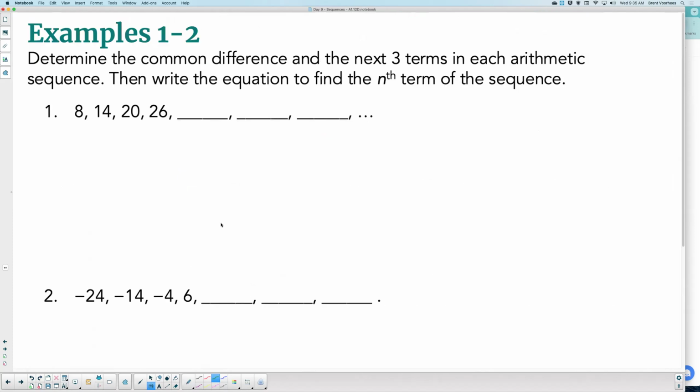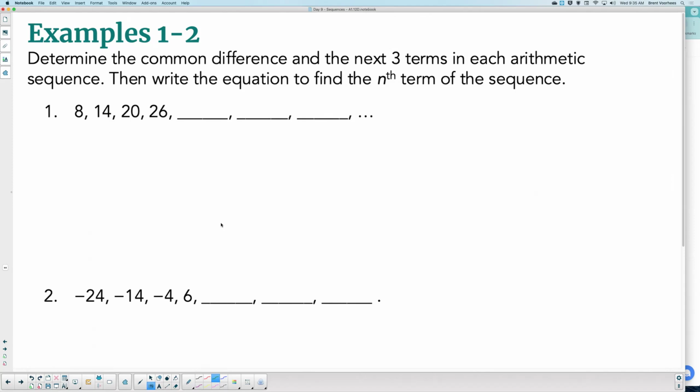And see if we can come up with them. On this slide, we have examples 1 and 2. So it says this: determine the common difference and the next 3 terms in each arithmetic sequence. Then write the equation to find the nth term of the sequence. Okay, here it is. It says 8, 14, 20, 26, blank, blank, blank. 8, 14, 20, 26. Do we know the pattern? Does anybody see what the pattern is?